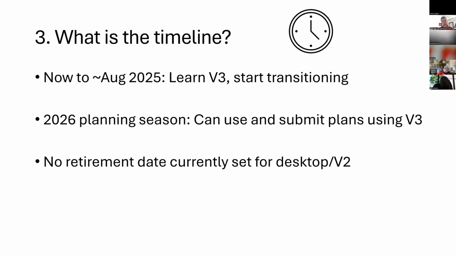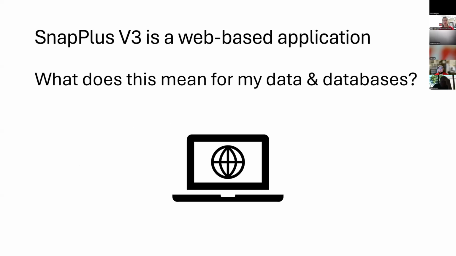And then one final thing I want to address, because it's come up a lot, and I think it's a big part of this transition to version 3 of SnapPlus, which is online, are questions around what does it really mean that SnapPlus version 3 is a web-based application? And especially, what does that mean for my data and my databases? So that is the big shift from moving from a desktop to a web application, is that all of your planning is happening online on an internet browser.